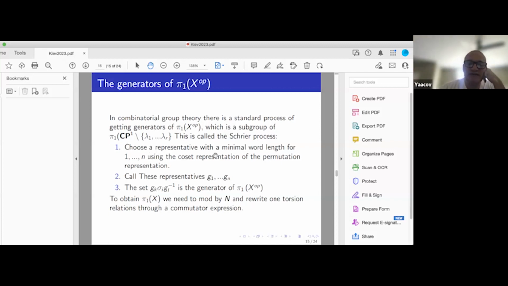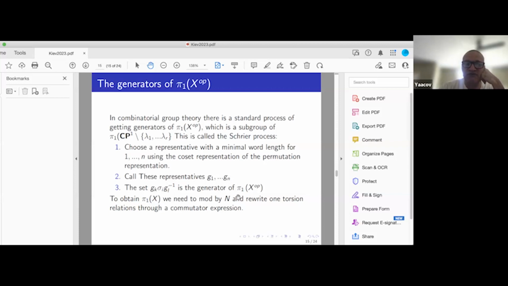So you choose a representative with a minimal word length for 1 to n, using the coset representation of the permutation representation. Here you need an intuitive notion of word length, but because you have only one relation of the fundamental group of this guy, it's kind of clear that this is true. Call this representative G1 to Gn, and then you take this Gk, multiply by the generator sigma I of the fundamental group, and then you return with another coset representative, and you are done.